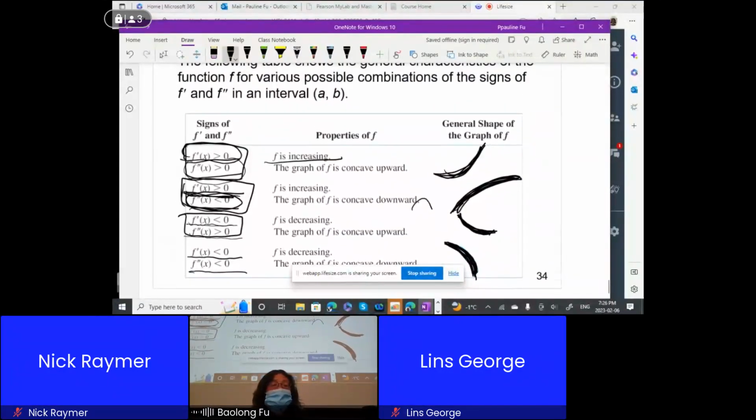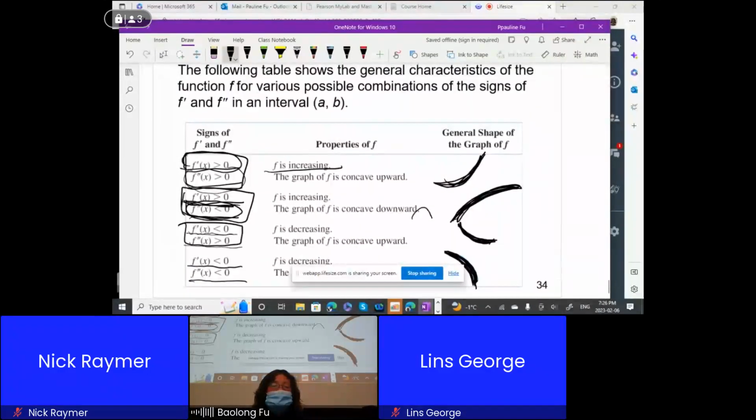Any questions? So this slide summarizes the first derivative and second derivative. Based on the first derivative and second derivative, we can get a big picture of the shape of the original function f: increasing or decreasing, concave up or concave down. Questions?